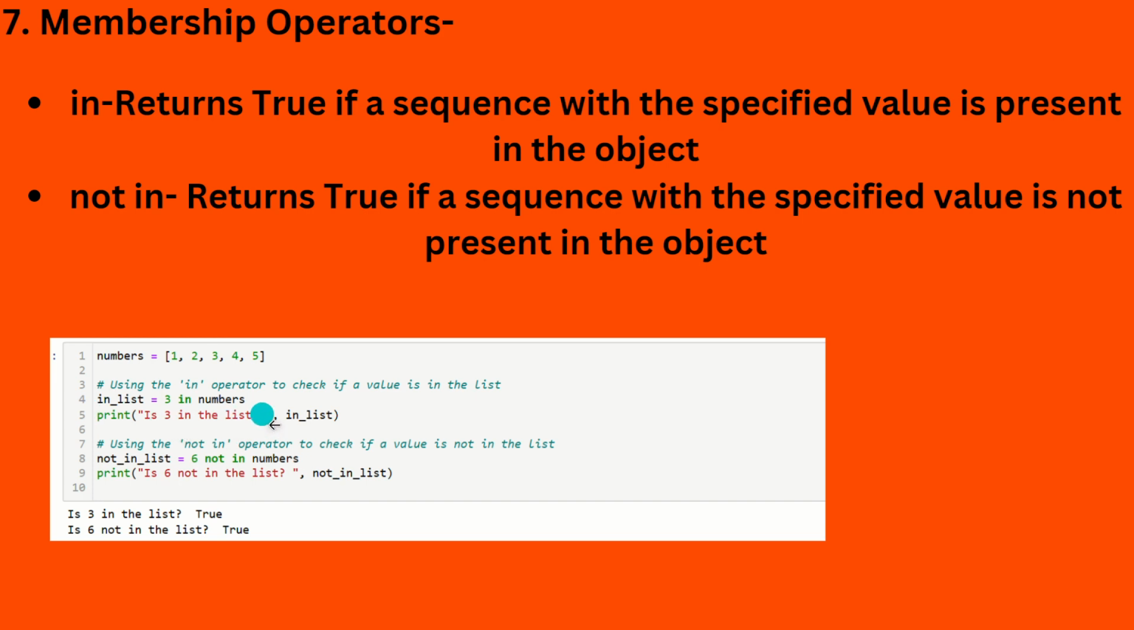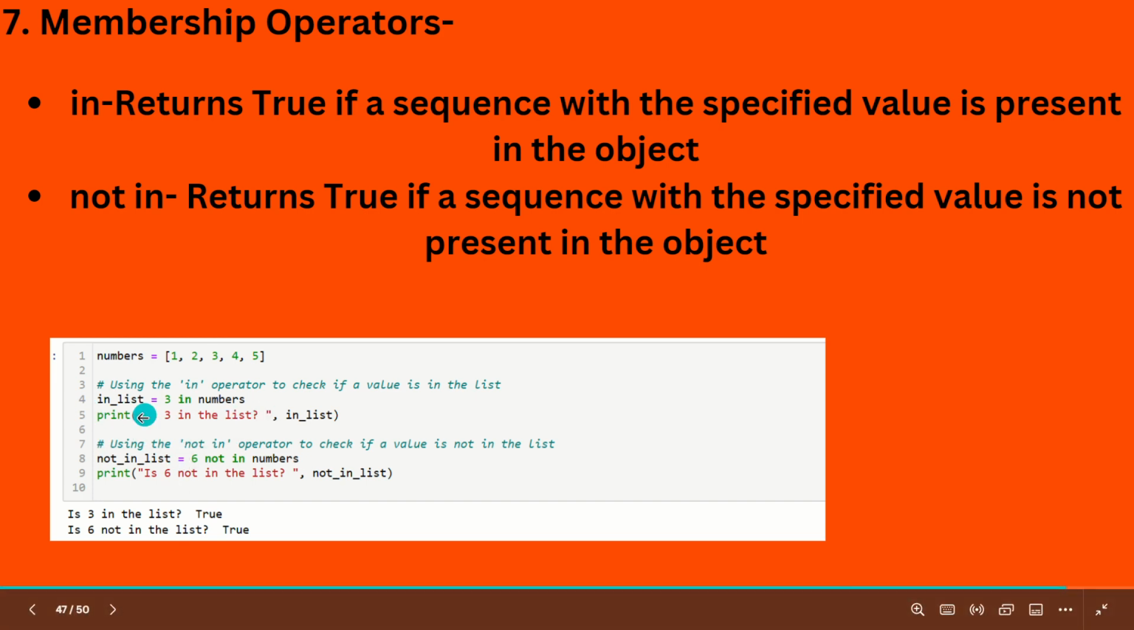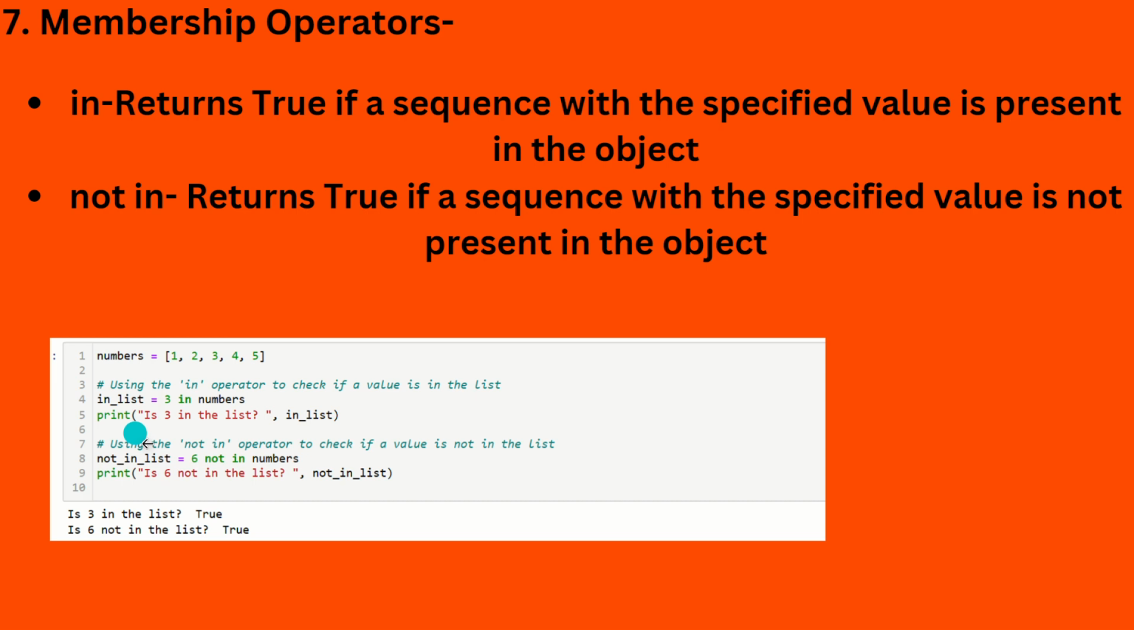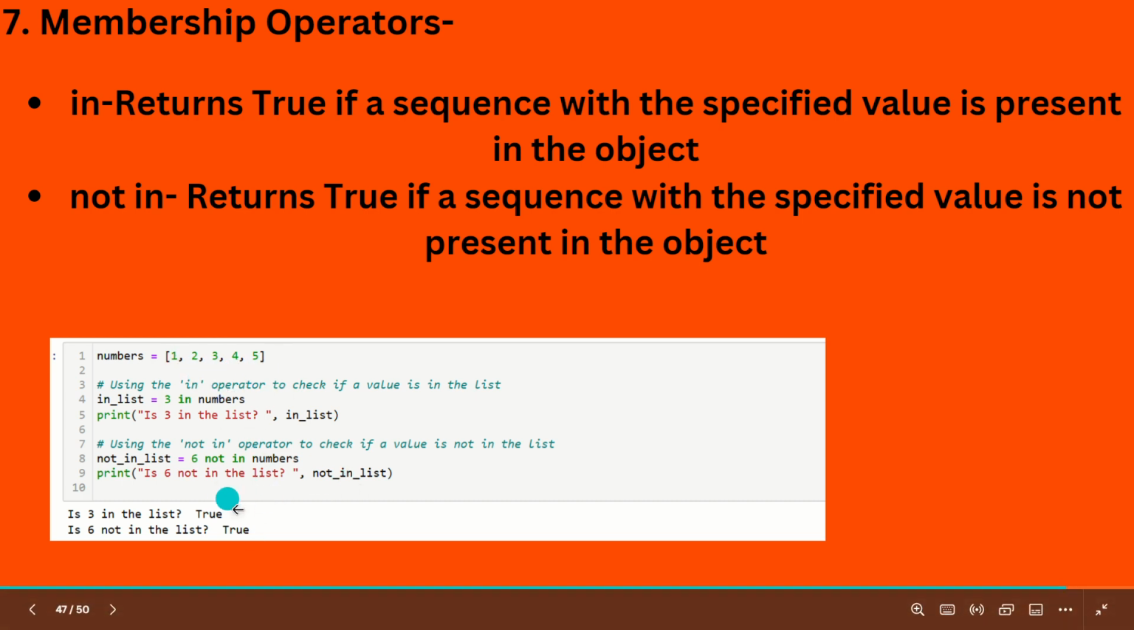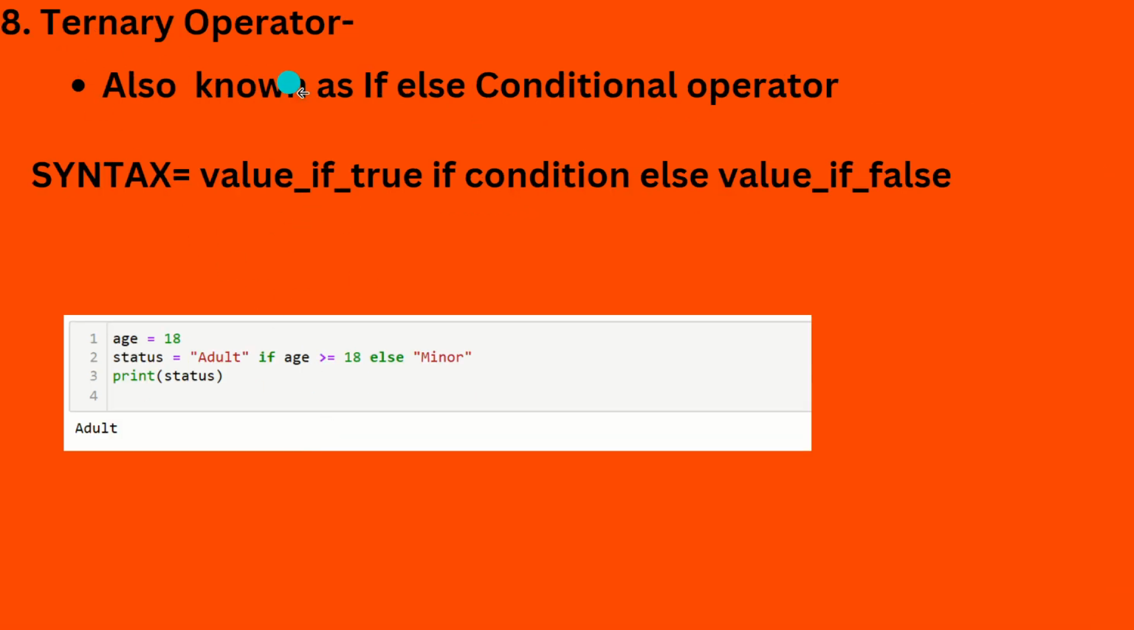You have to print it. Don't just leave it as 3 in numbers, or you will not get any output. You have to print to check the Boolean value. Next, not in. Not in is the keyword. 6 not in numbers. Correct. 6 is not there in my list. Therefore, I get true here again. Understood membership operators?